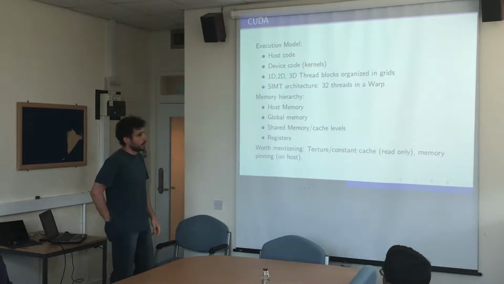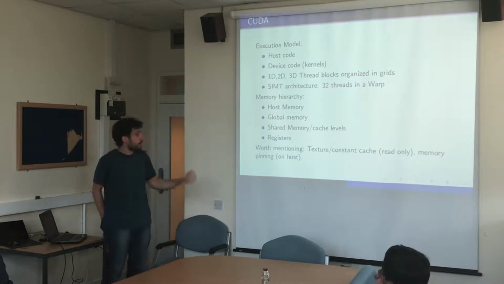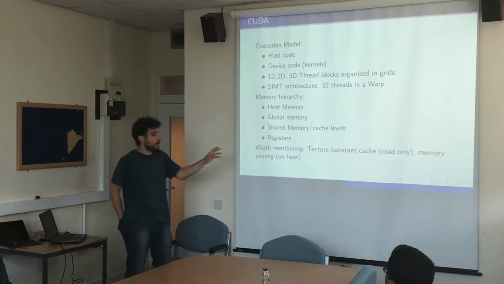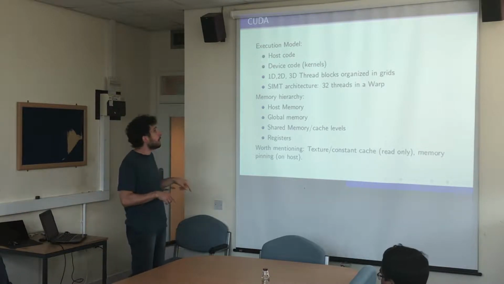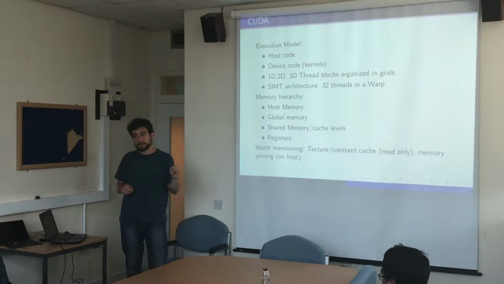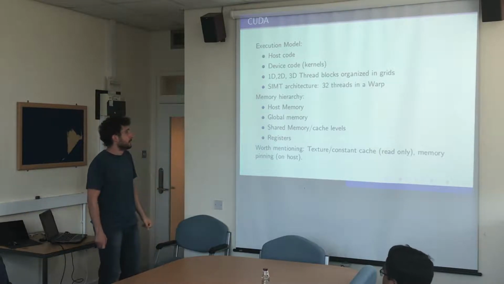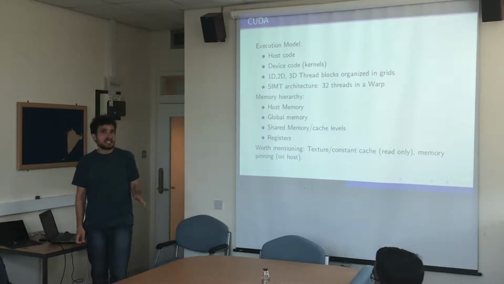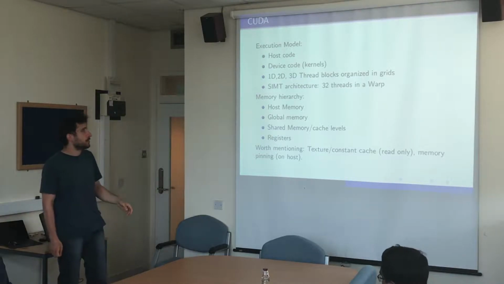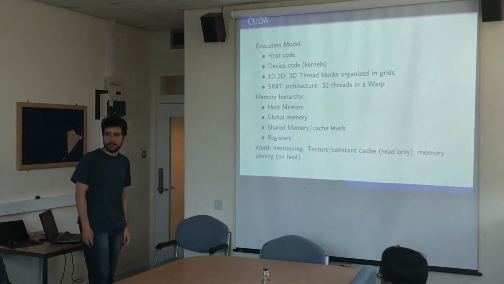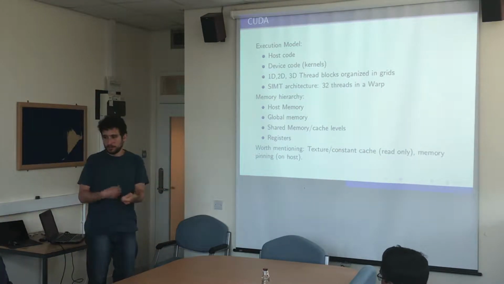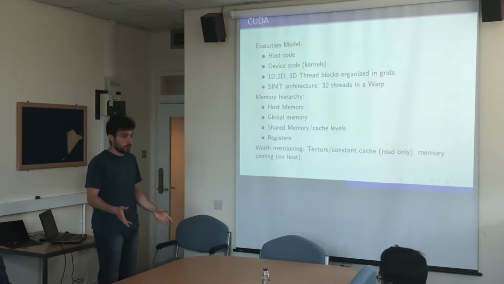So, shared memory is a logical concept. It's the memory that can be shared between threads in the same block, okay? And I think that it's related to cache. In recent-ish GPUs, there are also cache levels, level 1, level 2. And then there are also registers, which are private to threads.